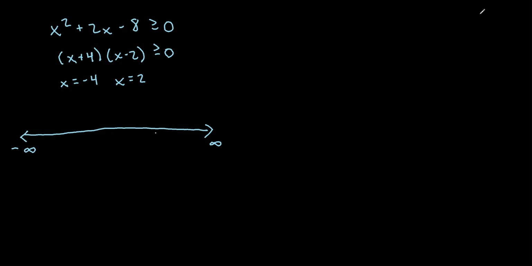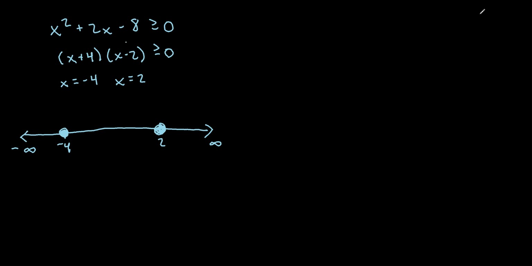At 2, we have a closed circle, because this expression says that x squared plus 2x minus 8 is greater than or equal to 0. So since we have an equal sign right here, we make a closed circle. And then over here, let's say we have a negative 4 on the number line. We will also make a closed circle, since we have an equal sign in this expression.